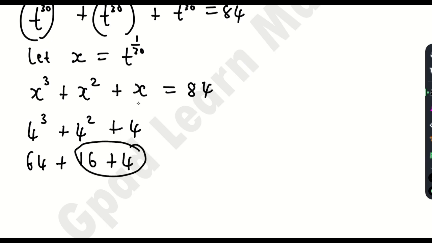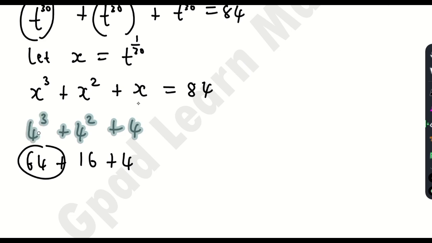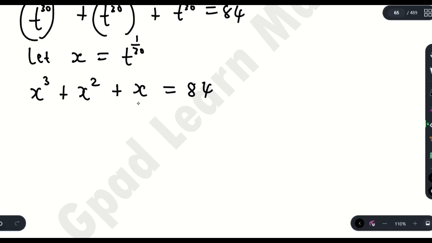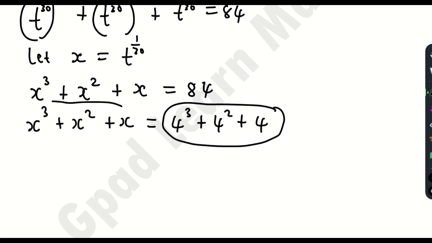16 plus 4 is 20. 20 plus 64 is 84. So I'm going to rewrite 84 as what? 4 cubed plus 4 squared plus 4. So next line, I'm going to have x cubed plus x squared plus x is equal to 4 cubed plus 4 squared plus 4. Now, the reason why I decided to write it like that is because I want it to match in every way, so that I can now use algebraic identities to work it out eventually.